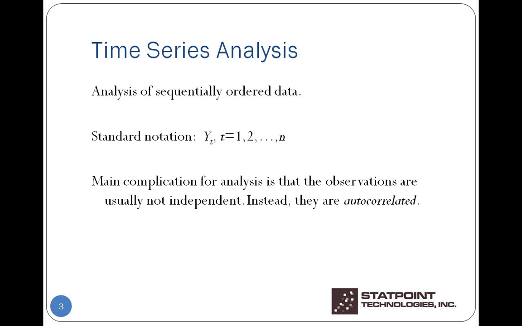Observations close together in time instead tend to be related to each other. The word we actually use for that is autocorrelated. Autocorrelation exists when a variable is correlated with itself, hence autocorrelation, with itself at different points in time. And I'll be talking about autocorrelation functions and things like that as we go through the webinar here.